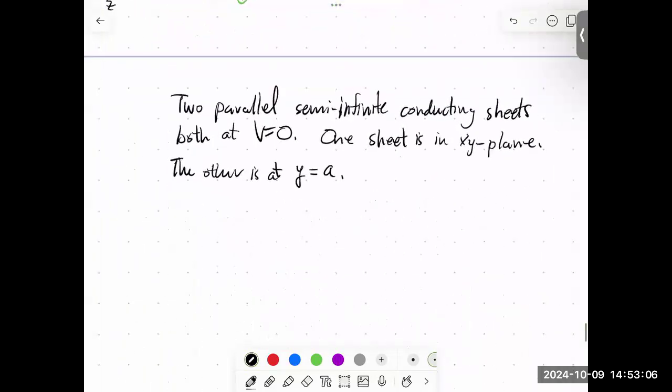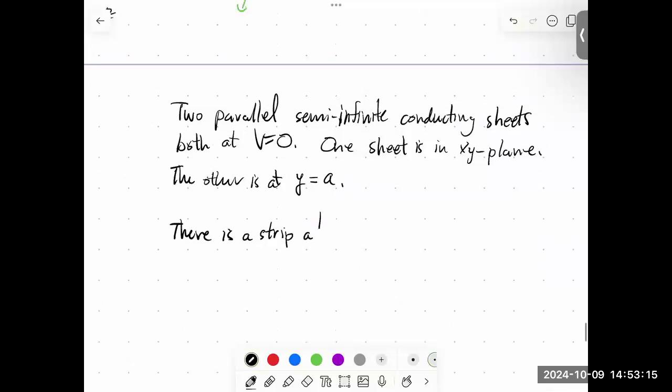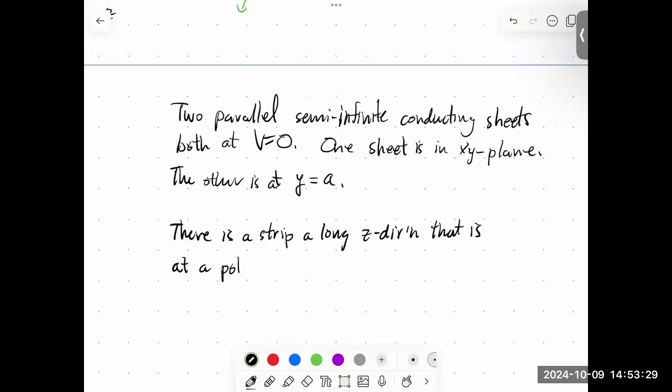Okay, so there is a strip along the z direction that is at a potential v equals v naught, and it can maybe change with y.